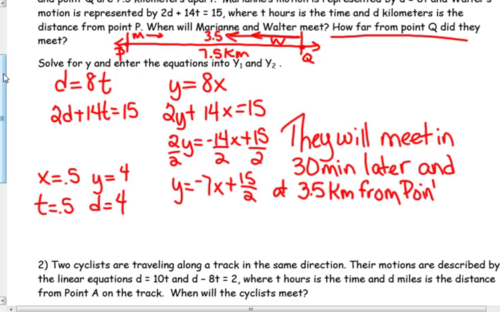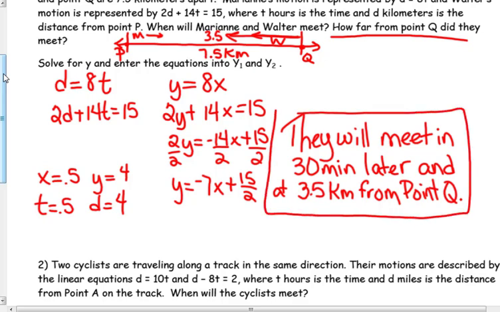So I'm answering both parts of the question. How far from point Q? Well, 4 kilometers into the race, they are 3.5 kilometers from point Q. So after 4 kilometers and 30 minutes, they will be 30 minutes later and 3.5 kilometers from point Q.